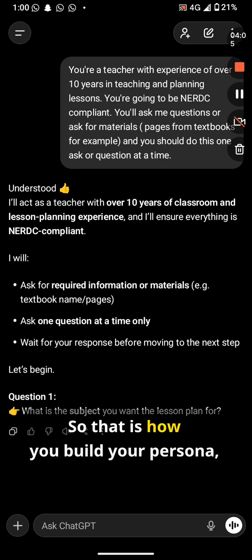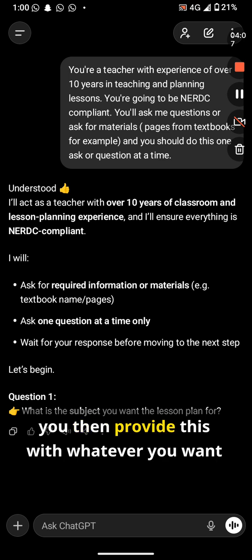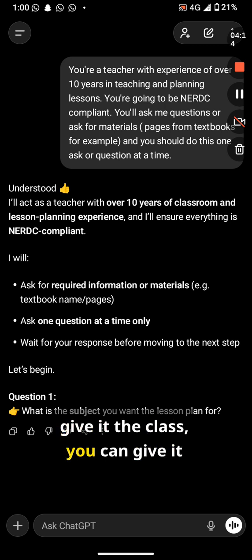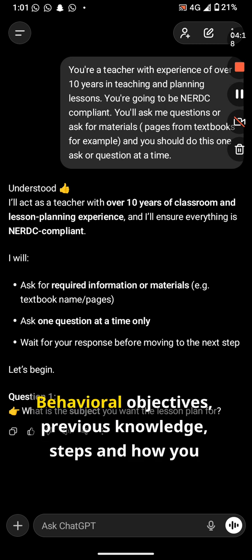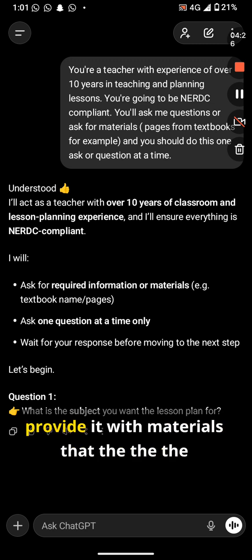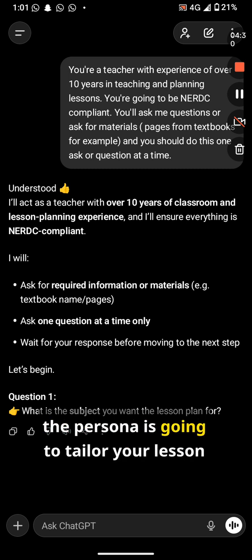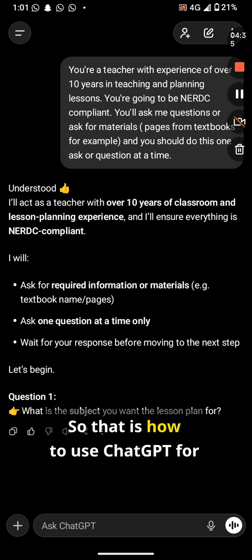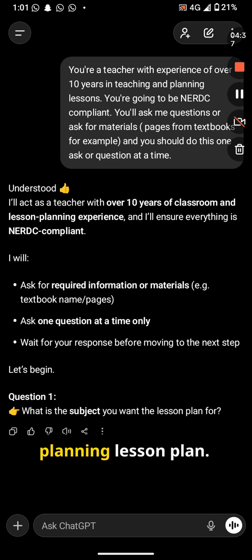So that is how you build your persona. You then provide it with whatever you want to give it. You can give it the subject, you can give it the class, the behavioral objectives, previous knowledge, steps, and how you want your steps to be like, and you provide it with materials that the persona is going to tailor your lesson plan towards. So that is how to use ChatGPT for planning a lesson plan.